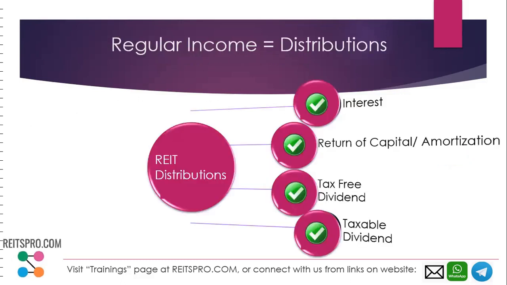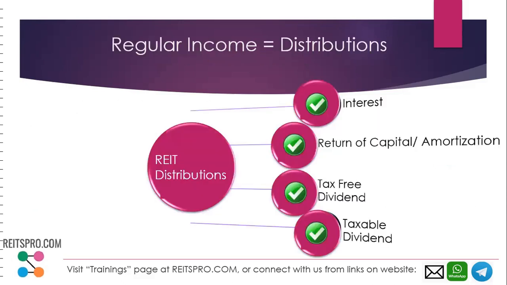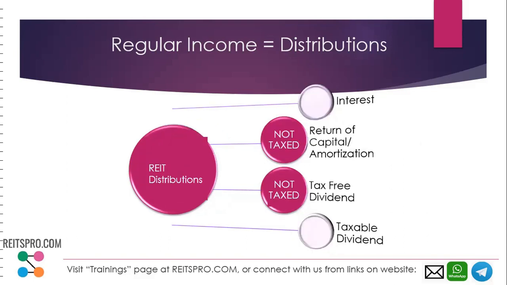This happens because we generally evaluate things like, this gives me 6% and this gives me 7%, like we've talked about debt instruments versus REITs. That is why it is important to get to the pre-tax return for an easier comparison. Now, let's get down to how the REIT distributes its income. A REIT distribution would have four components: interest, return of capital, tax-free dividend, and taxable dividend. Out of that, return of capital and tax-free dividend would not be taxed. These would be tax-free. The other two would be taxed.